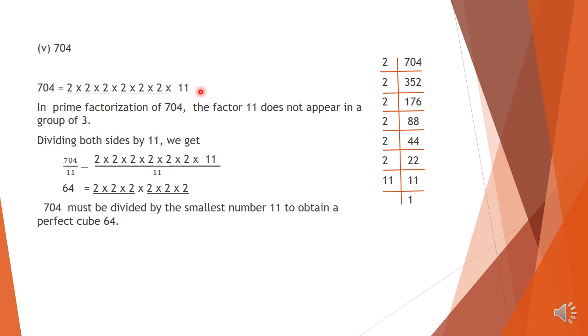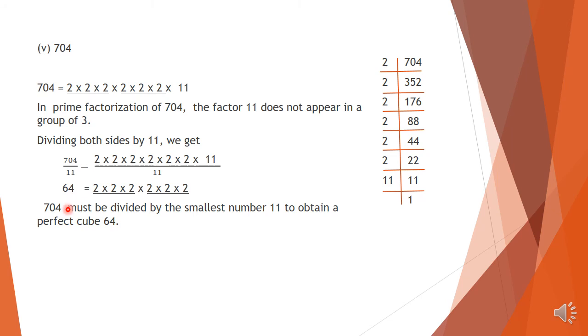Okay children. When we are making groups of factors in triplets, 11 is not coming in a group of 3. So this is our answer. In the prime factorization of 704, the factor 11 does not appear in a group of 3. So we are dividing both sides by 11. 704 divided by 11 is equal to whatever is on the right hand side of the equation, divided by 11. The 11 and 11 get cancelled. So here we get two groups of triplets of 2, and here we get 64.